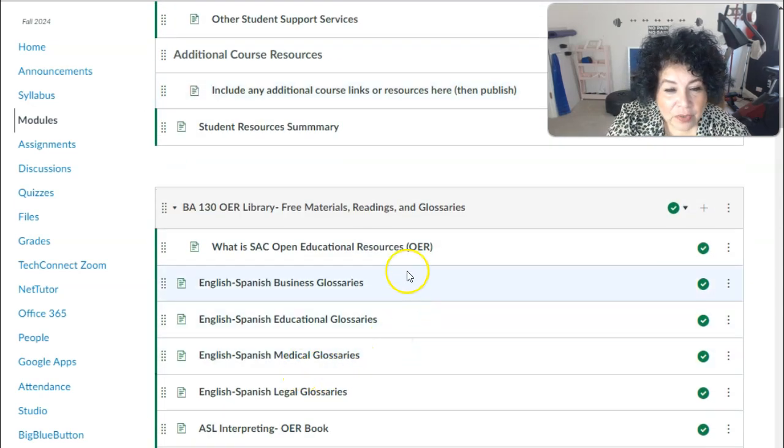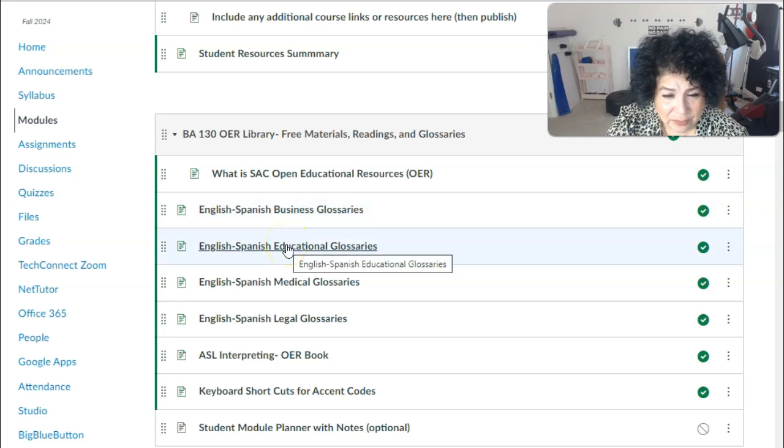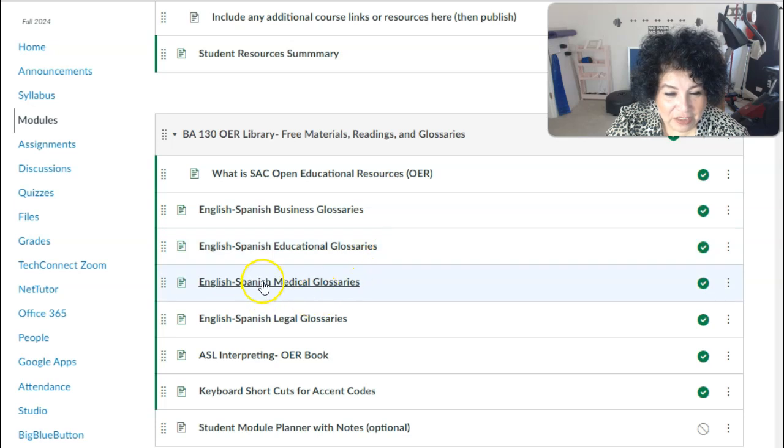So for this class, again, this is a zero cost textbook class, so we provide resources for you. Here I've already divided the glossaries and dictionaries and other materials for the industry. Here you're going to find some business, education, all mostly related with IEPs, special education. And IEPs, for those of you that do not know, is the Individualized Educational Plan for students in education. And there's a big demand for interpreters for that field in education K to 12. Medical glossaries, legal glossaries, and then here's for sign language interpreting.